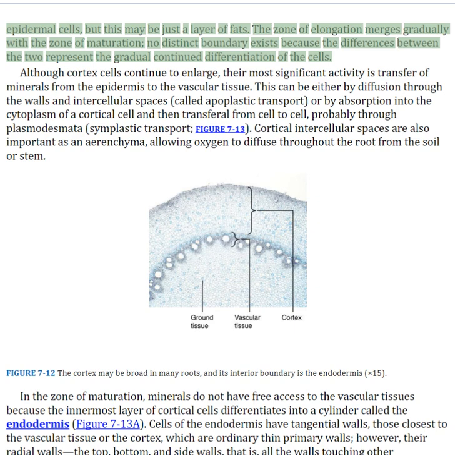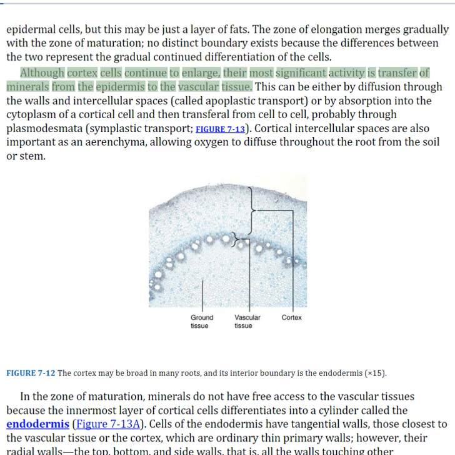No distinct boundary exists because the differences between the two represent the gradual continued differentiation of the cells. Although cortex cells continue to enlarge, their most significant activity is transfer of minerals from the epidermis to the vascular tissue.